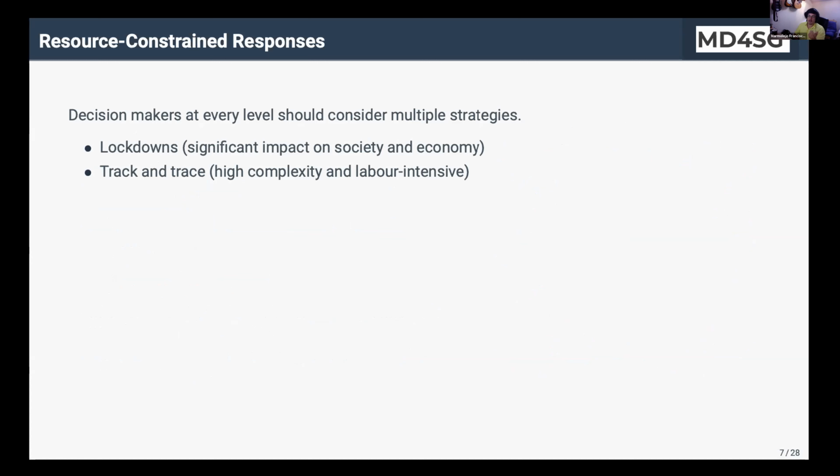In addition to lockdowns, there's also the strategy of tracking and tracing individuals to find out precisely where the virus is. And although this is very useful at tracing the virus, this has a very high complexity. It's labor intensive and it requires many resources. So this is not necessarily completely feasible in certain settings.